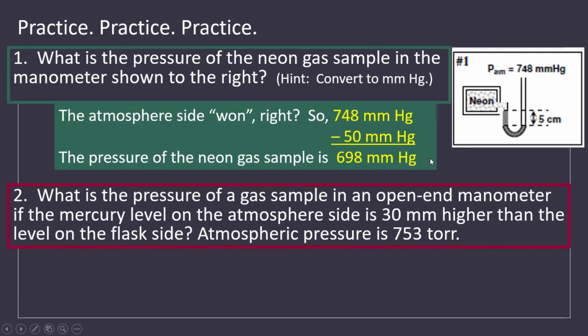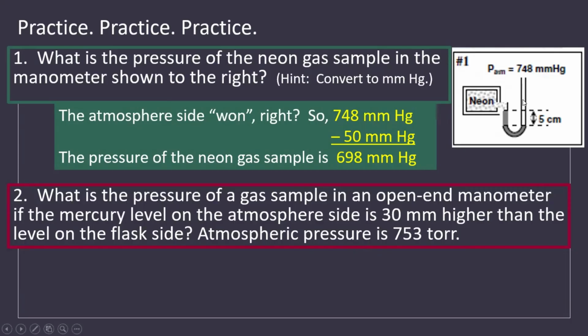Either one. Number 2. This one doesn't have a picture; it just describes the problem. What is the pressure of a gas sample in an open-ended manometer if the mercury level on the atmosphere side is 30 millimeters higher than the level on the flask side? The air pressure is 753 torr. So the air pressure is 753 torr, and the mercury is higher on the right-hand side than it is on the left-hand side.